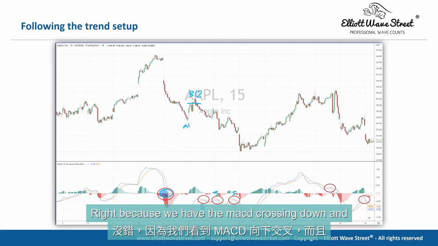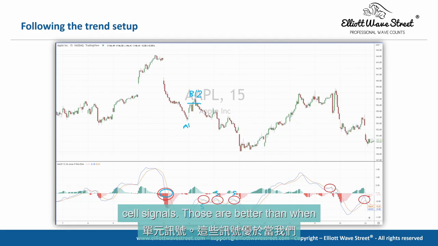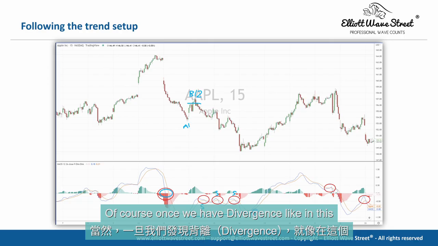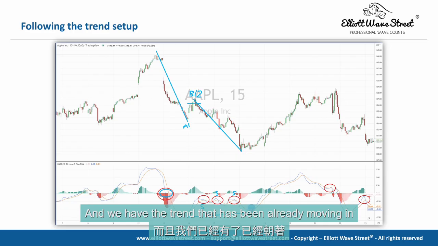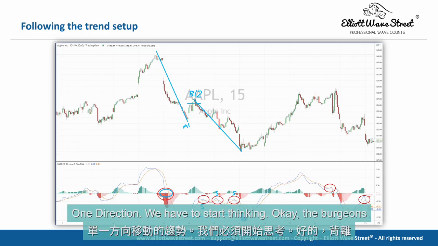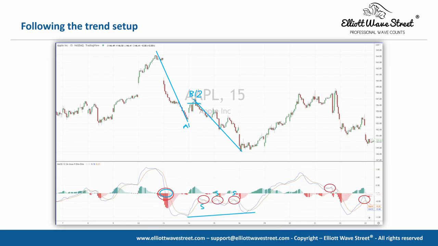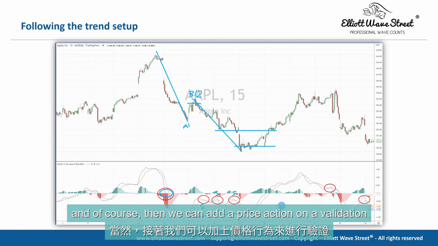So remember, when the MACD is under the 0 line and we have sell signals, those are better than when we try to fade the end of the trend. Of course, once we have divergence, like in this case, and we have the trend that has been already moving in one direction, we have to start thinking, okay, divergence means that an opposite force, in this particular case would be demand, is pushing the market to the other side. And of course, then we can add price action validation tools, we can add other things.